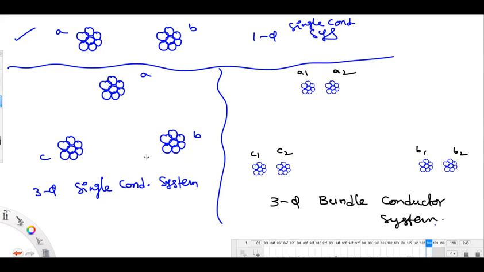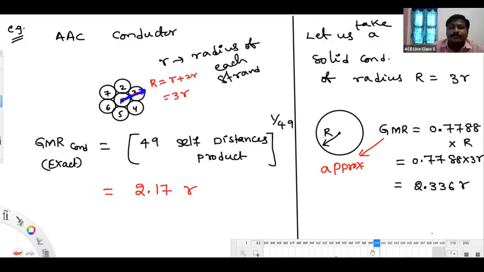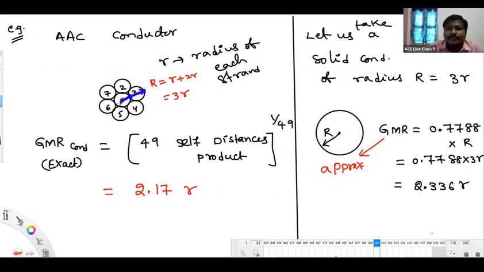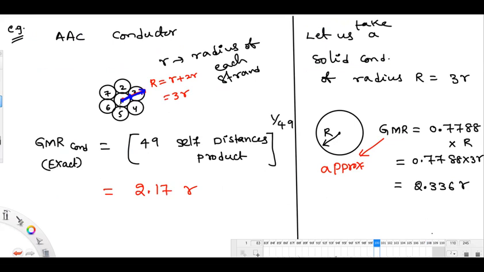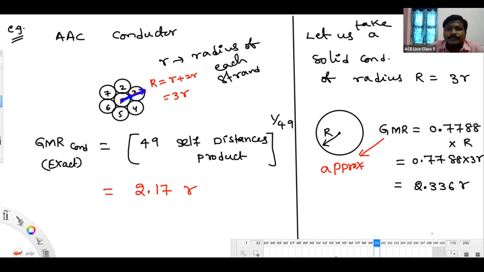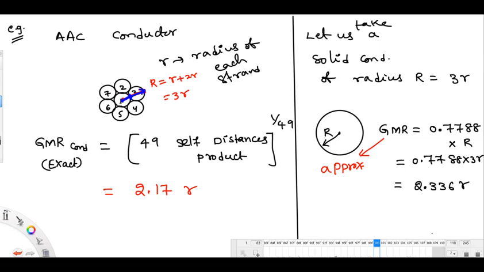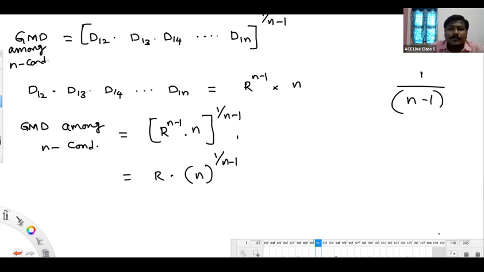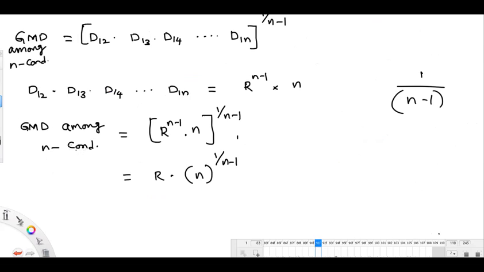Shiva: Here we are calculating the GMR of the AAC conductor first, and we take the same radius as a solid conductor, and it turns out to be 2.36. So we are assuming that the approximate GMR of the AAC conductor is 2.36. Is that for one layer? Only one layer. Sir, I don't understand how you got R power n minus 1.